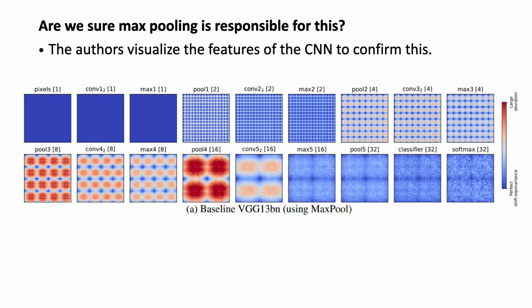Are we sure that max pooling is responsible for this problem? The authors visualize the features of the CNN to confirm this. They feed the CNN both of these images with translational shifts and see at which layers is their highest difference in activations. And what they see is that the activation gets maximized at the pooling layers.